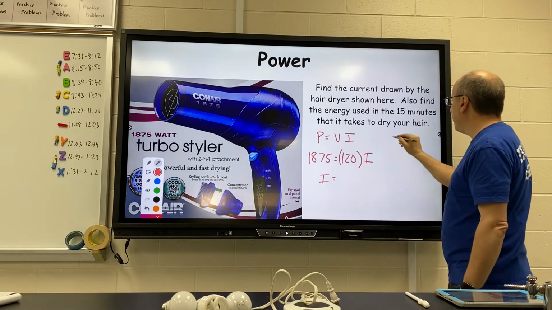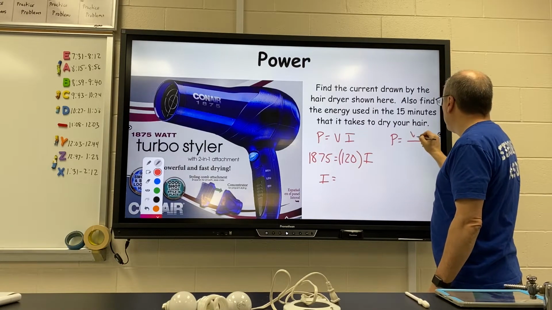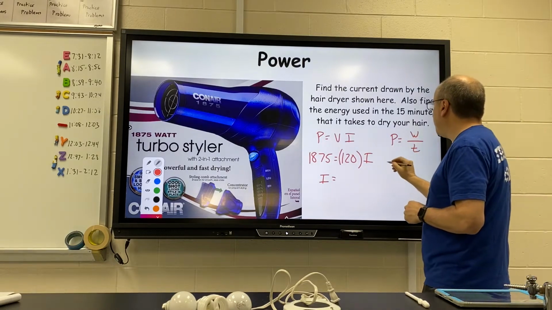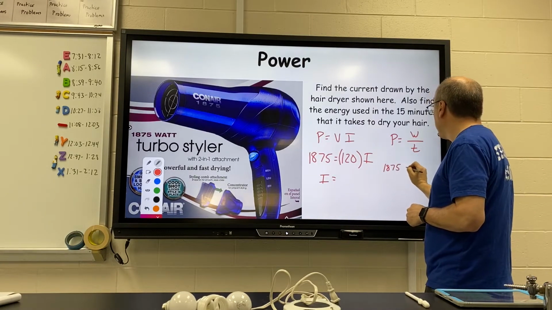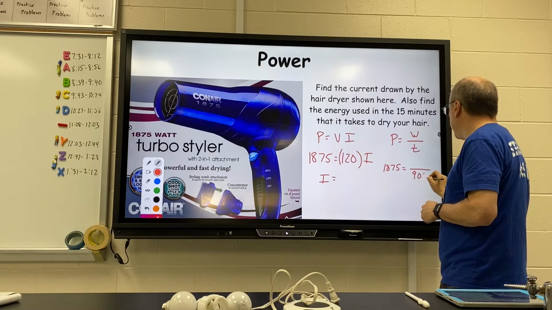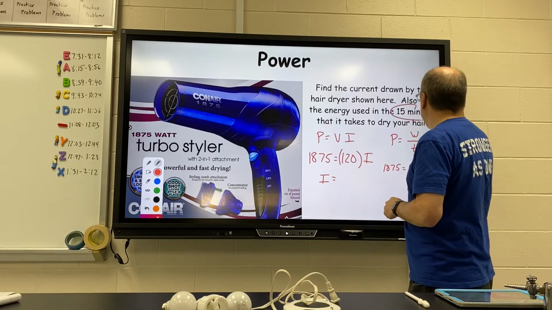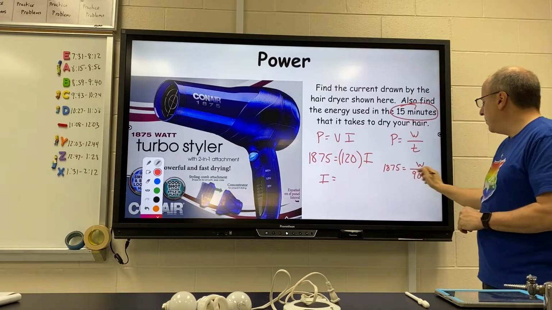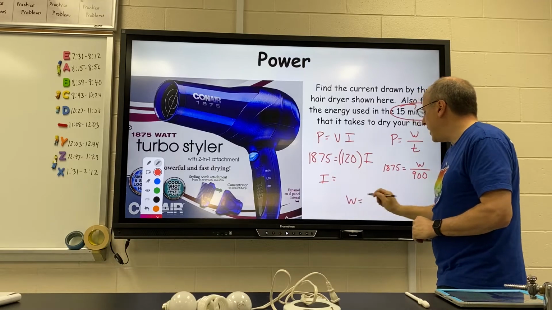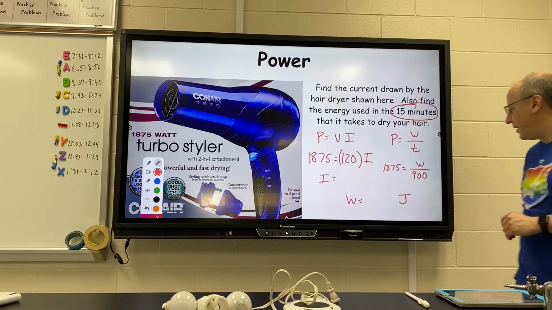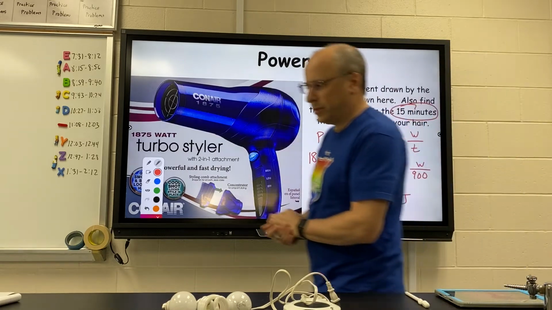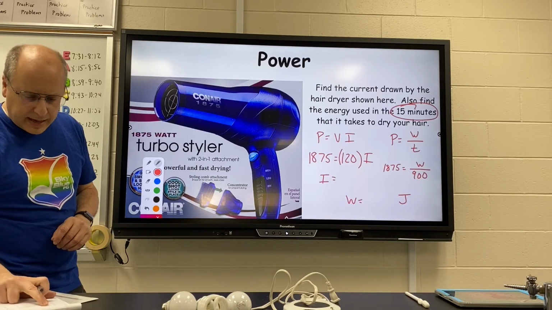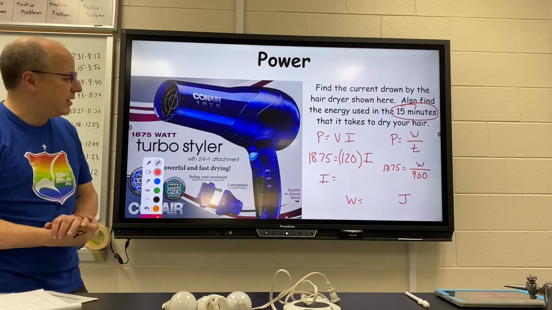To get the energy, we do power equals work over time. Again, work is the energy. We put our power in, and we put our time in seconds. So 15 minutes would translate into 900 seconds. You'd multiply together and get the amount of work done by your hair dryer, and that should come out in joules. You should get a very large answer for this. When I did it, I got about 1.7 million joules of energy.